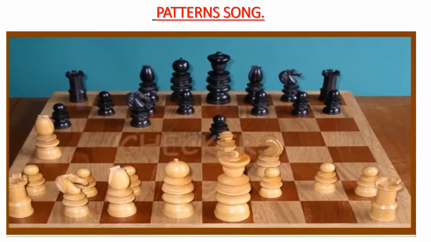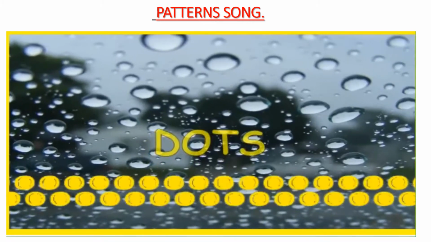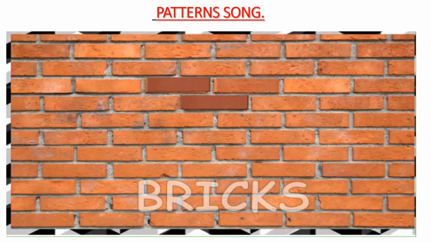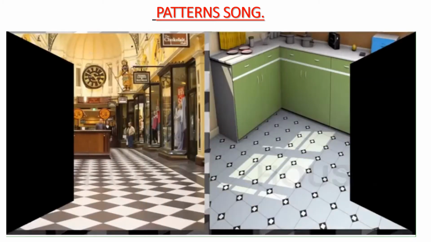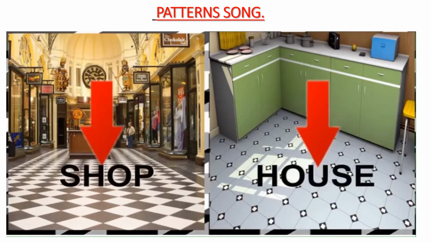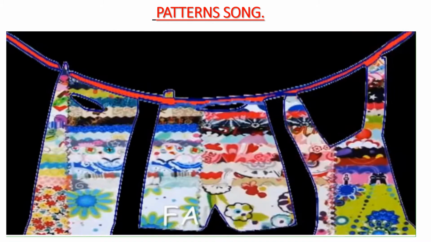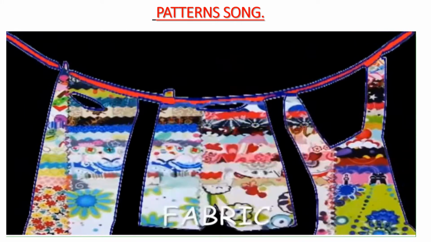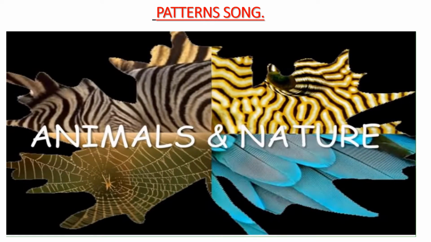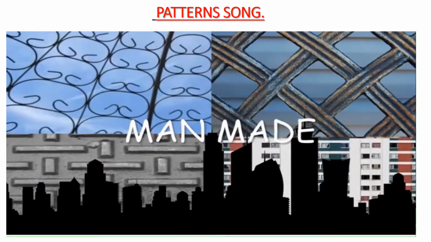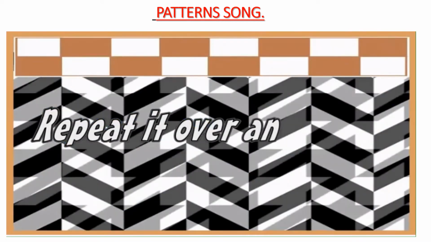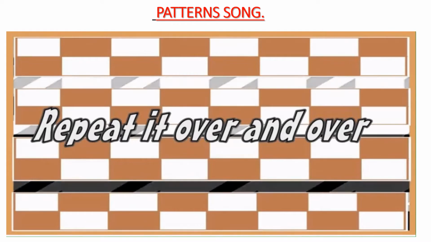There are checkers on a game board, and the rain sprinkles dice. Coils make a spring, bricks make a wall. And when you go into a shop or house, there's lino on the floor. Patterns are everywhere, on fabric, on your clothes, on animals in nature, and man-made things in rows. And you can make a pattern with a picture, color or shape. Just repeat it, make it the same, over and over again.